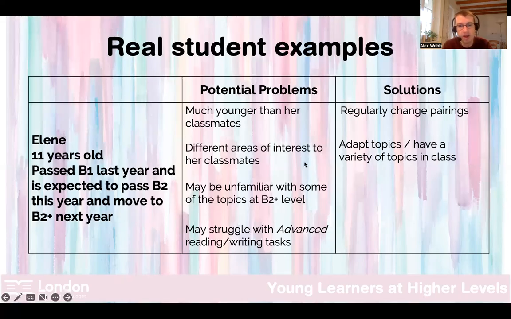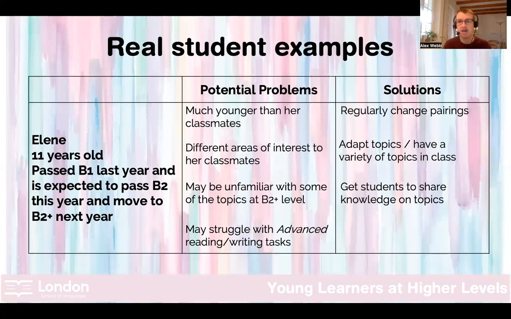In terms of being unfamiliar with the topics, get students to share knowledge on the topics. Older students may know quite a lot about these things, and so pair work, group work, or whole class work, brainstorming a topic is a good way to help familiarize these younger learners with the tricky topics that they might be facing in the class.